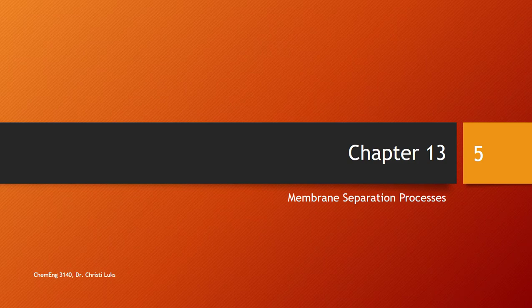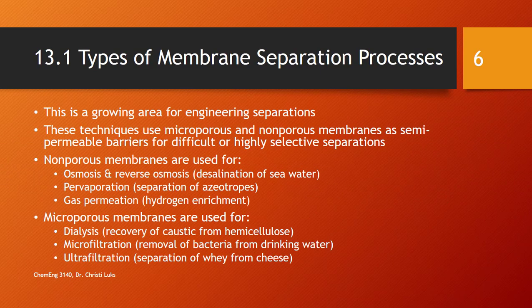Next, we're going to jump into Chapter 13 briefly, which is membrane separation processes. This is really a growing area for engineering separations. They're going to use either microporous or non-porous membranes as a semi-permeable barrier. And this can be used to do some of those really difficult or very highly selective separations. So maybe it will only take one component and allow it through.